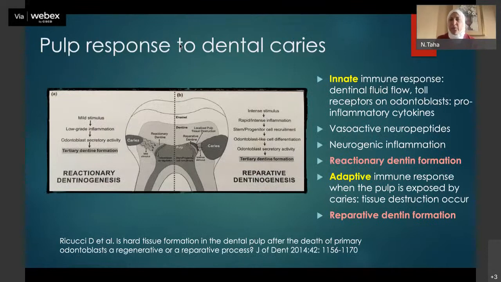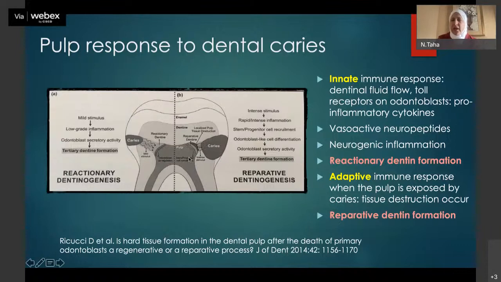So let's look at pulp response to dental caries. When caries starts in enamel and just into dentine, it stimulates a low-grade inflammation that stimulates the secretory activity of odontoblasts, and therefore it lays down tertiary dentine. Symptoms might be mild at this stage, but when caries progresses further into dentine and approaches the pulp, the stimulus will be more intense, and the adaptive immune response of the pulp will be activated. There will be some death of the primary odontoblasts.